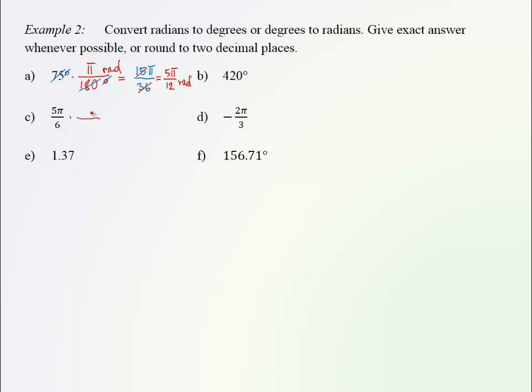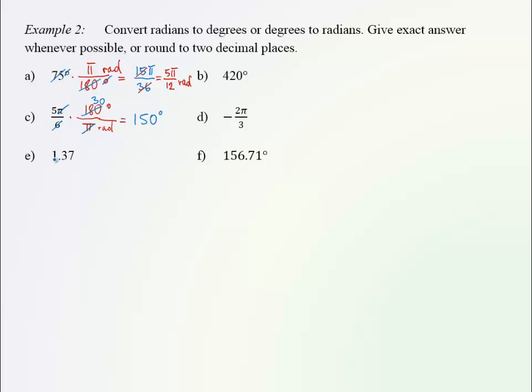We want to convert into degrees, so radians will be reduced with the bottom and degrees in the top. 180 here, pi over there. Again, try to reduce, so we can cancel the pi, cancel the 6 with 180, that gives us 30 here, and 30 times 5 is 150 degrees.